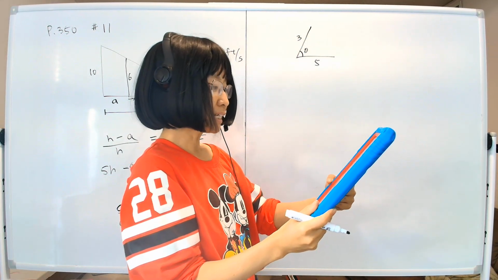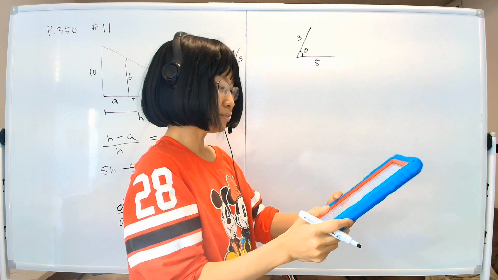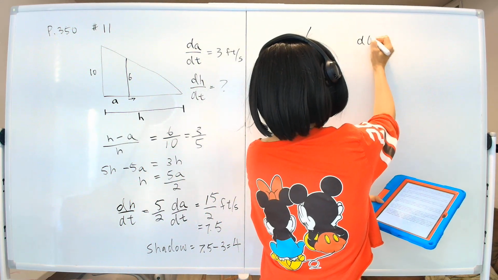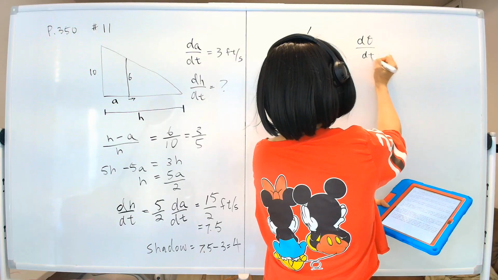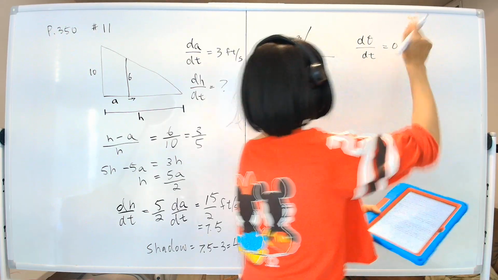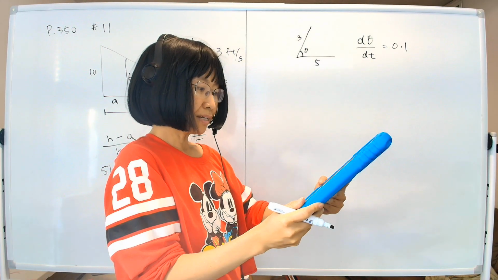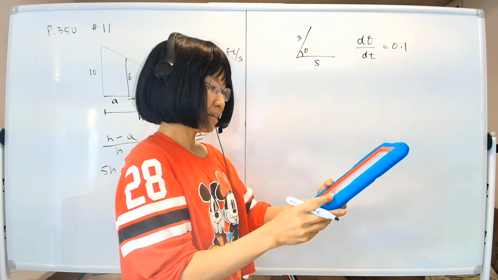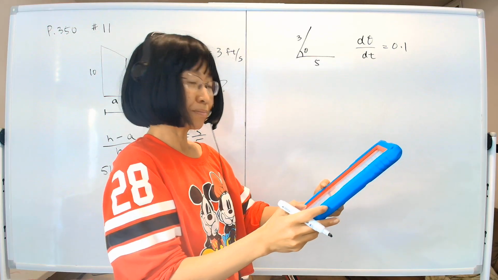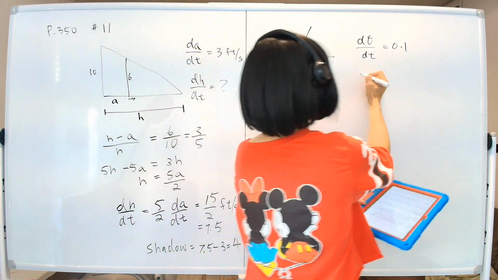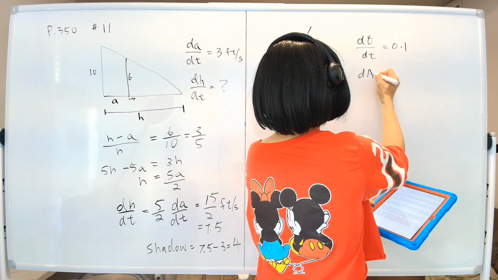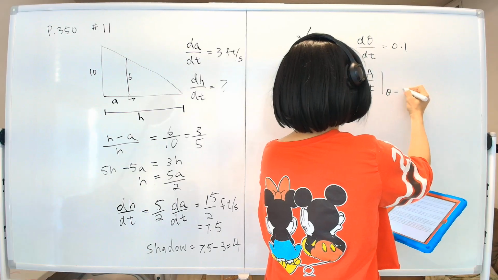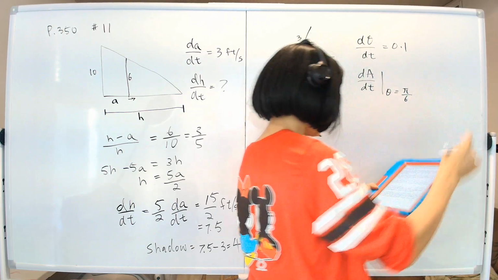So theta is changing at a rate of 0.1 radian per second. So that's given: d theta by dt equals 0.1. And find the rate at which the area is changing when the angle is pi over 6. So we need to find dA by dt when the angle is equal to pi over 6, 30 degrees.